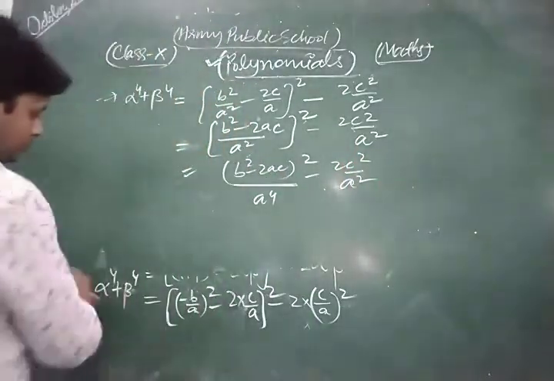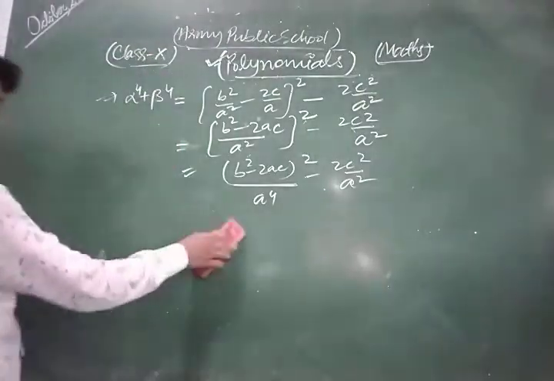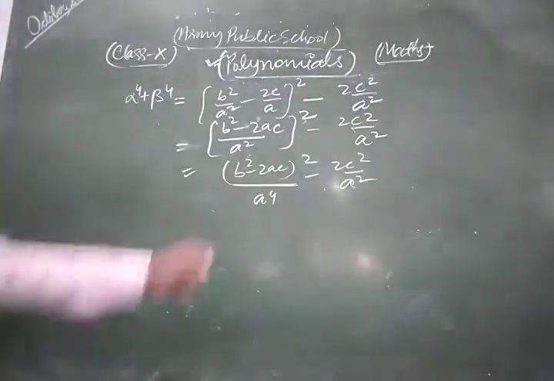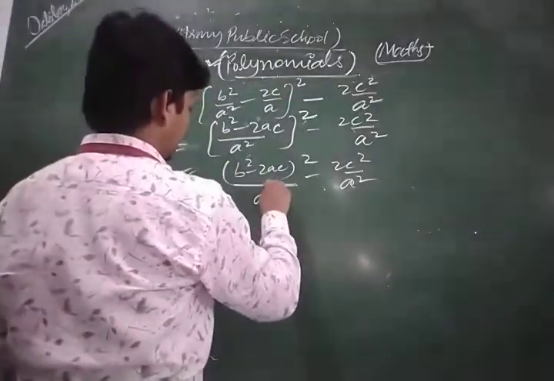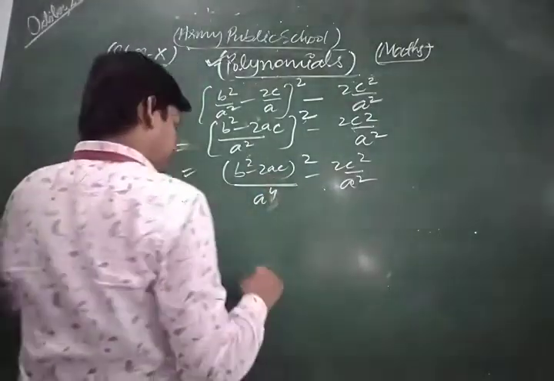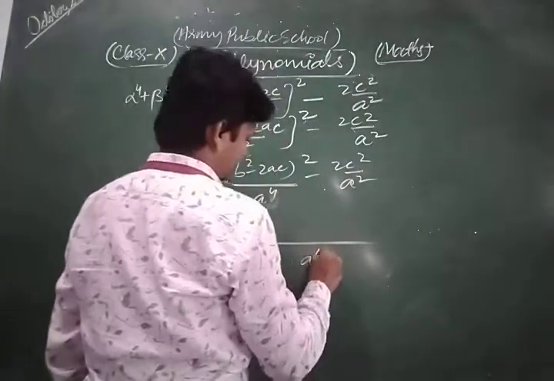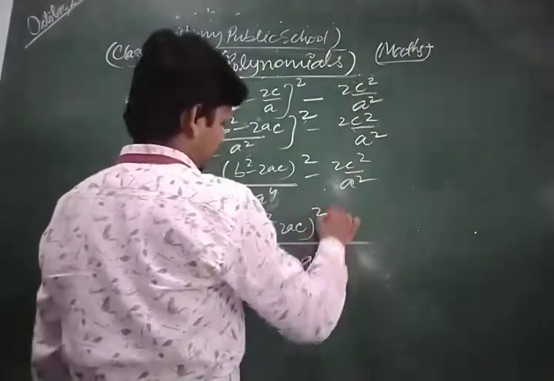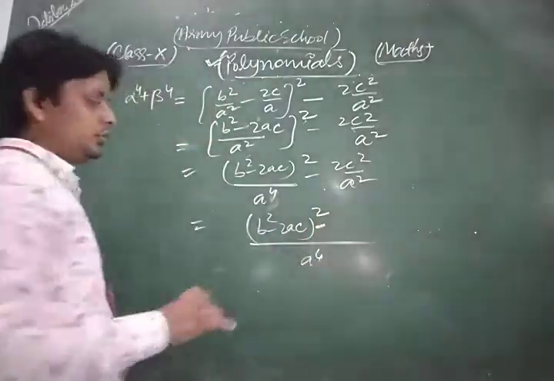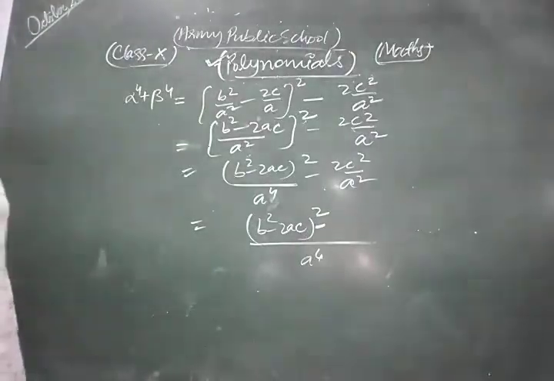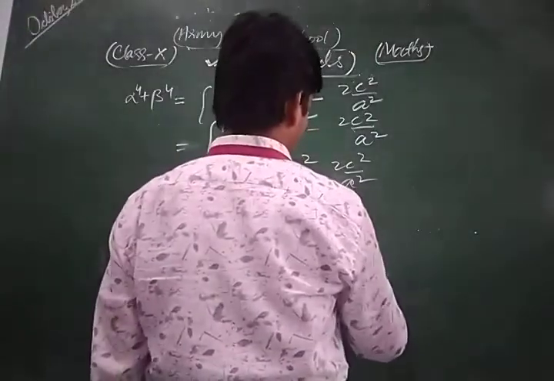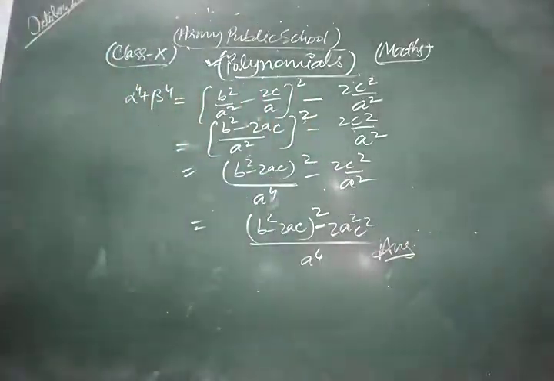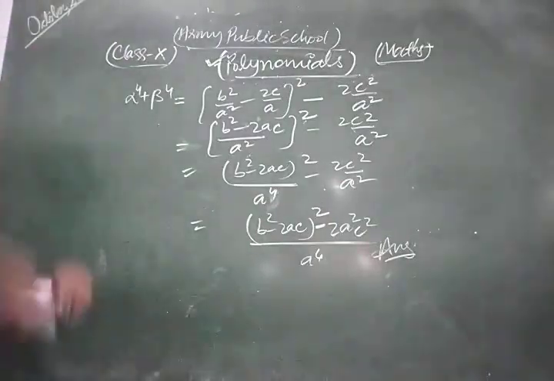Now this is a power 4 here. Now we take a power 4 as LCM. If we take a power 4 as LCM, so we get b square minus 2ac whole square minus 2c square a square minus 2 a square into c square. This is the required solution of the given question.